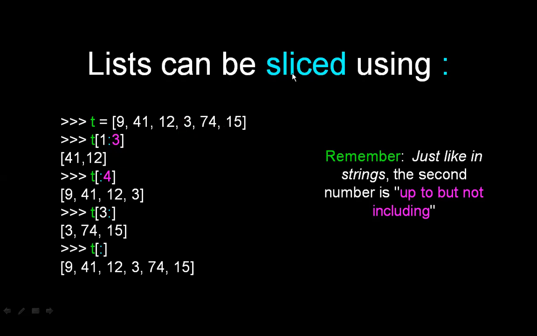So how can the slicing be done in Python? Which operator will we be using? Yes, we will be using a colon here. With the help of the colon, we will be able to slice any given list. Now let us consider one example. Here I will be considering a list. The name of the list is T, and I have specified the elements 9, 41, 12, 3, 74, and 15. So I have specified six elements.